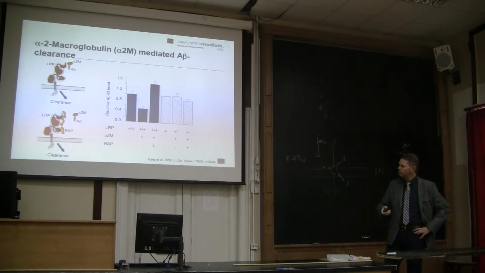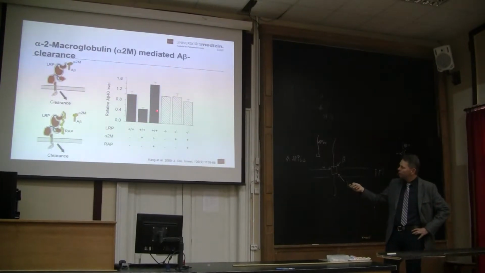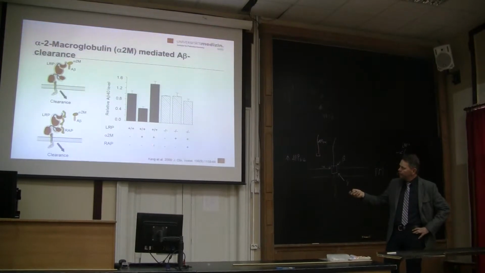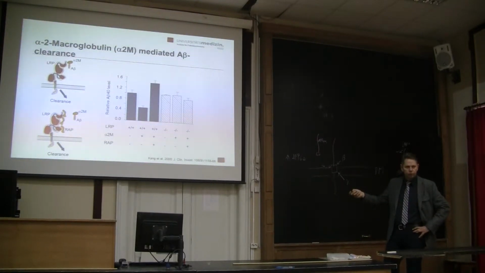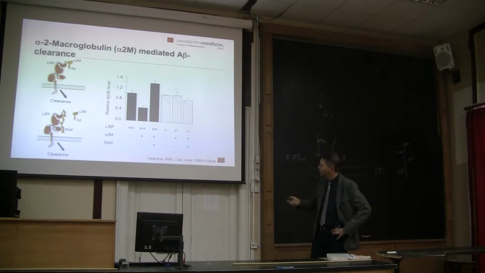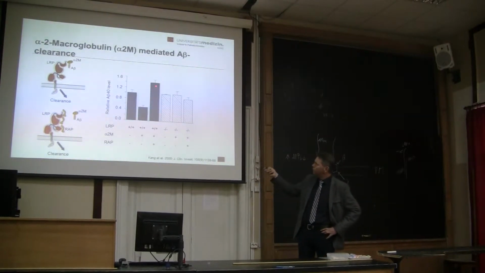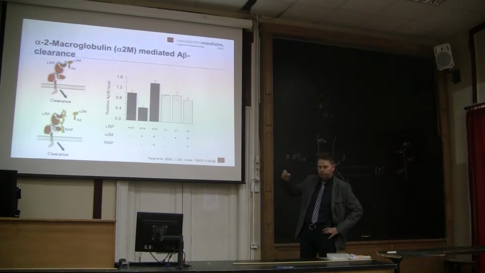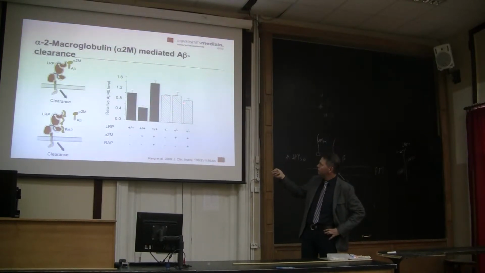binds it to LRP, and it's internalized and degraded. And we can block that phenomenon completely when we add RAP to it, because RAP now inhibits binding of A-beta and alpha-2 macroglobulin to LRP, and you have a lot of A-beta still in the cell floating around. And this effect is completely gone in LRP knockout cells.